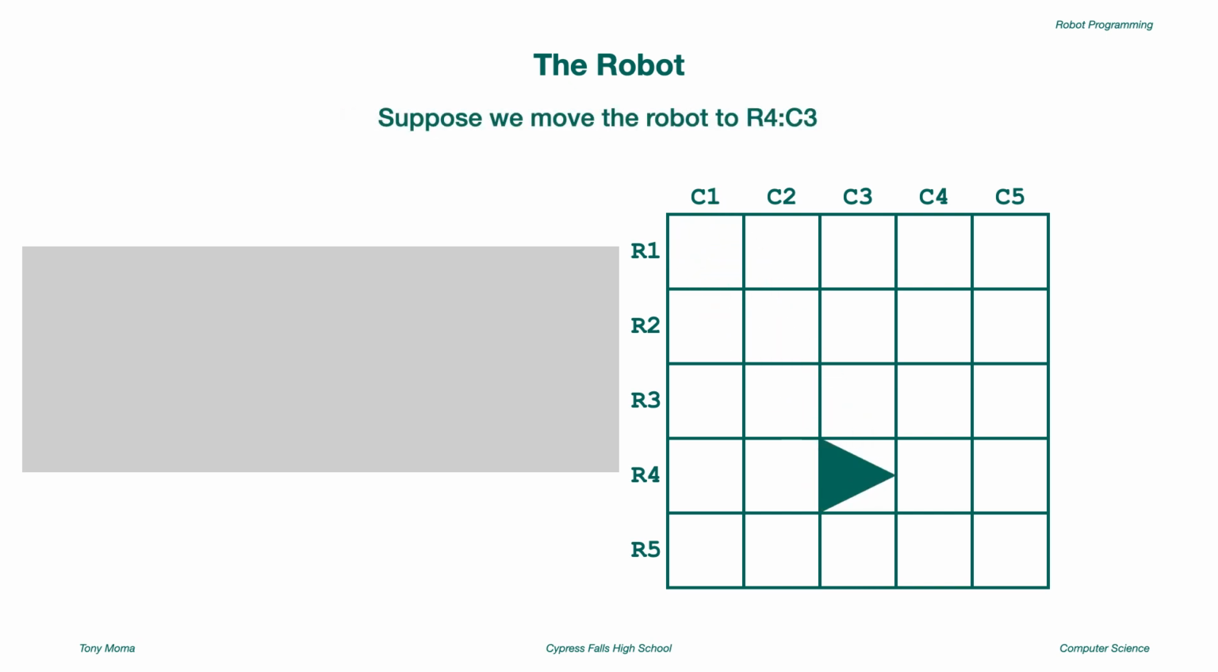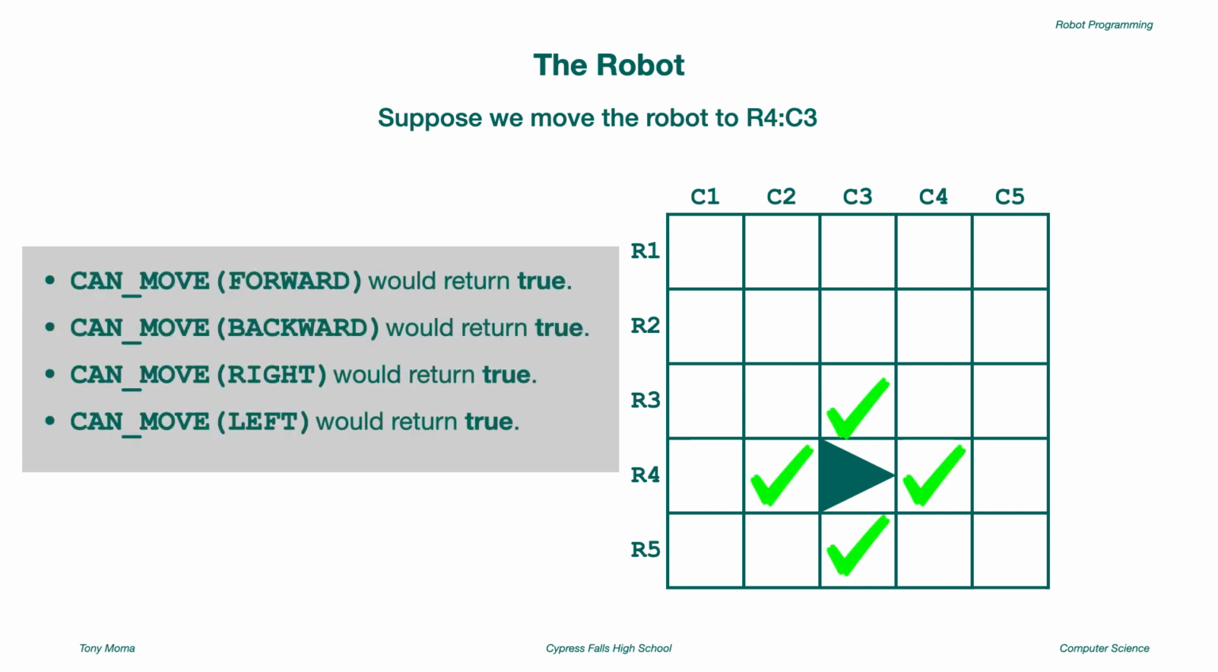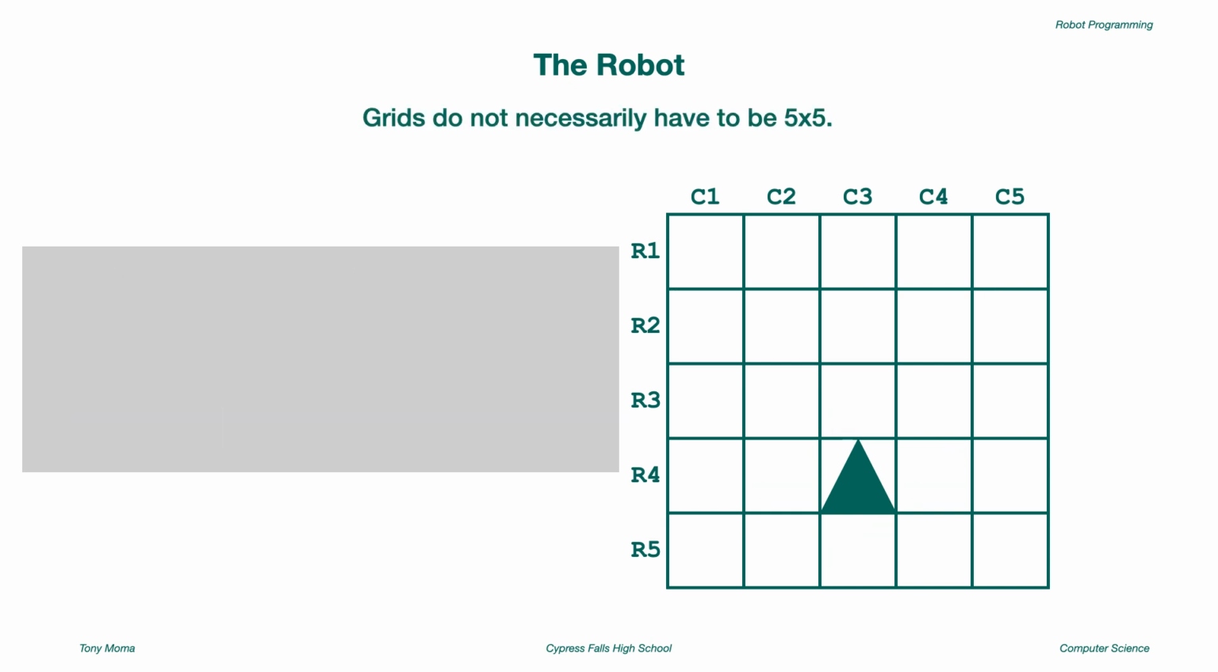Now, suppose, for example, we move the robot to row 4, column 3. In this case, the can move command will return true for all 4 directions because there is an open square in all 4 directions of the robot. This would be the case if the robot were facing right, down, left, or up. When there is an open square in all 4 directions, we know the can move method will return true for all 4 directions.